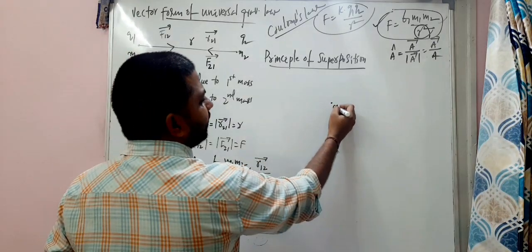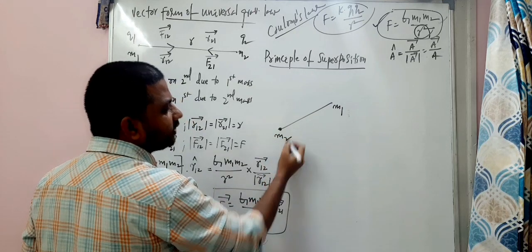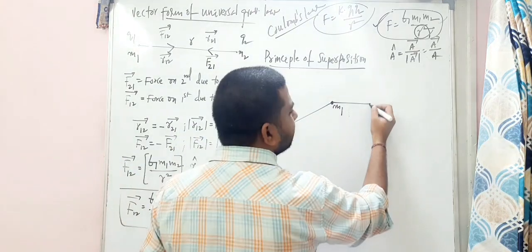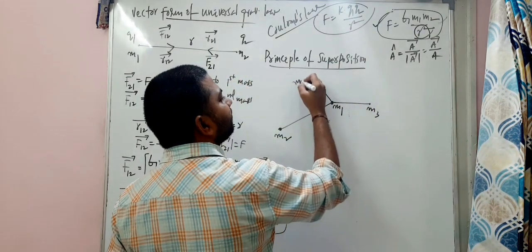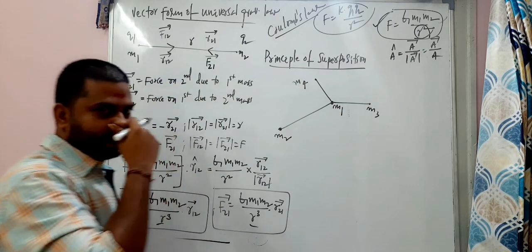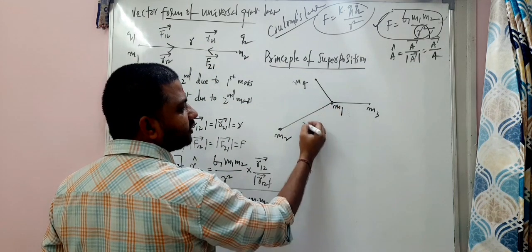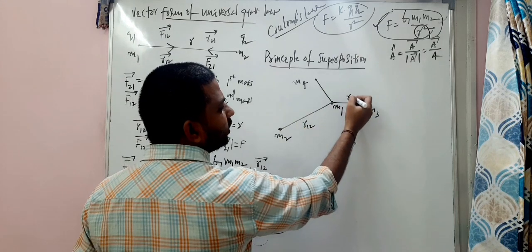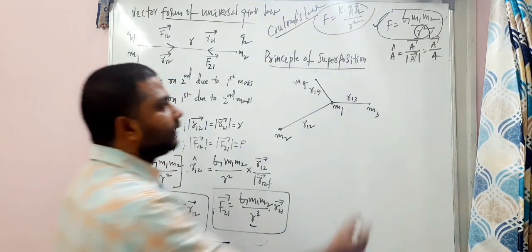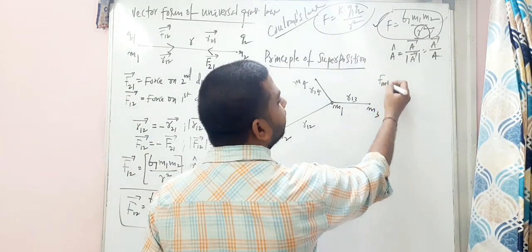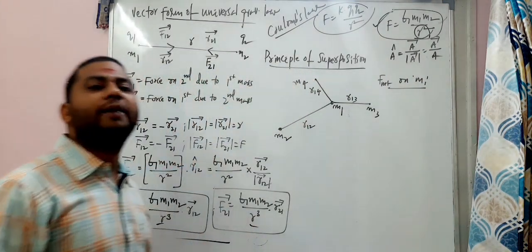So there is a mass m1 here. There is a mass m2 here. There is another mass m3 here. There is a mass m4 here. Carefully observe. And the distance between m1 and m2 is r12, between m1 and m3 is r13, between m1 and m4 is r14. Simple. The question is the net force on m1.